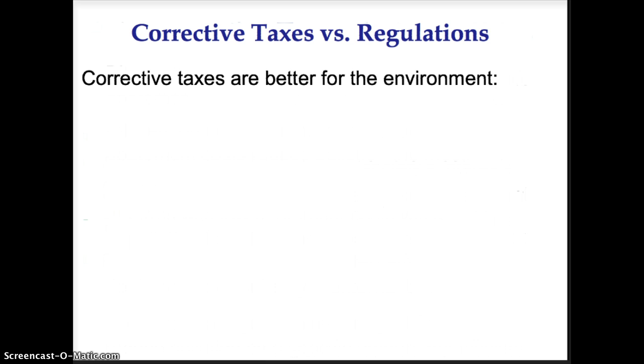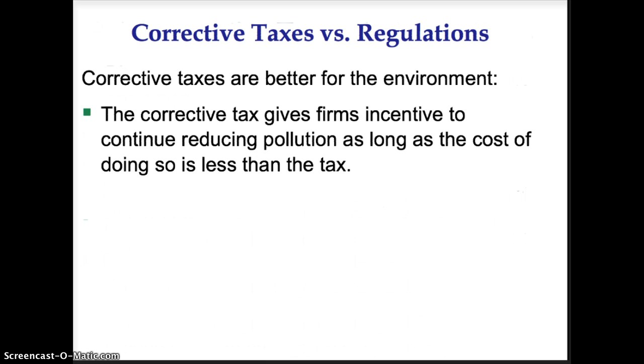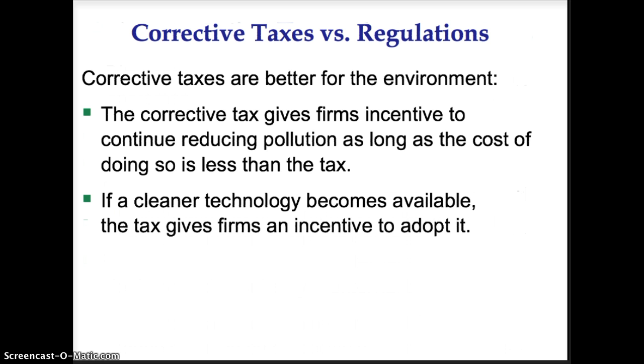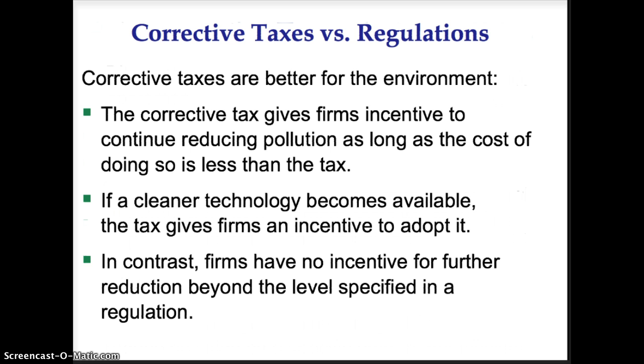Corrective taxes are better for the environment because the corrective tax gives firms an incentive to continue reducing pollution as long as the cost of doing so is less than the tax. If a cleaner technology becomes available, the tax gives firms an incentive to adopt it. In contrast, firms have no incentive for further reduction beyond the level specified by regulation.